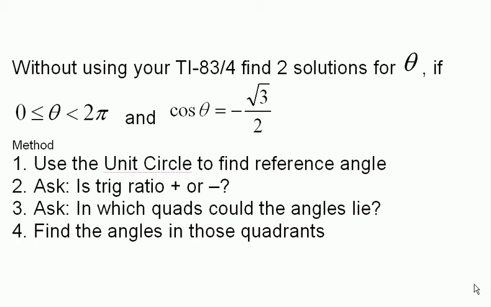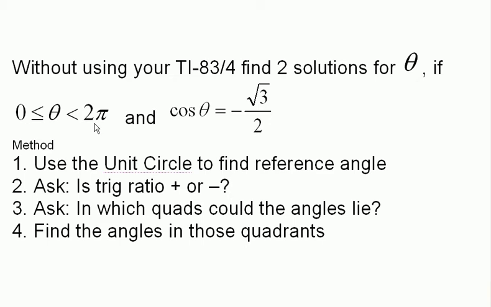We are asked to find two solutions for angle theta without using the graphing calculator. The equation we are given is that cosine theta equals negative root 3 over 2. The two solutions we are looking for have to be basic angles, that is, angles between 0 and 2 pi radians. There are 4 steps to this method.